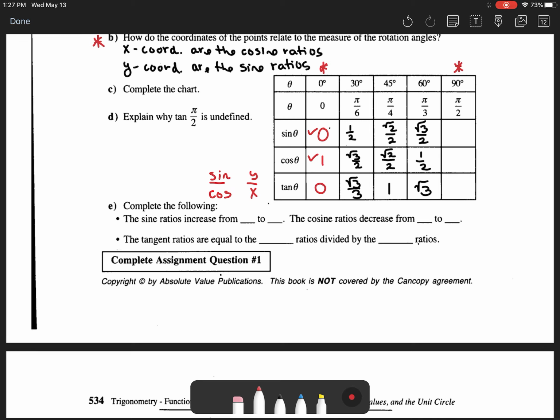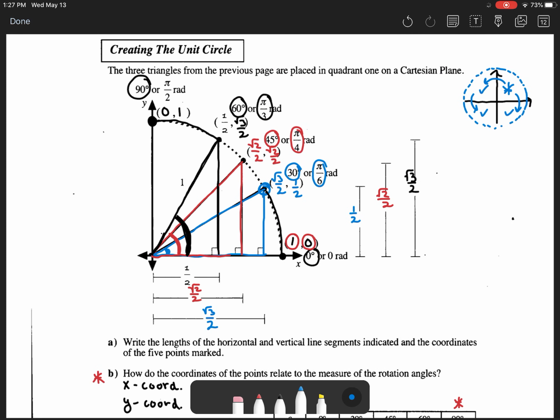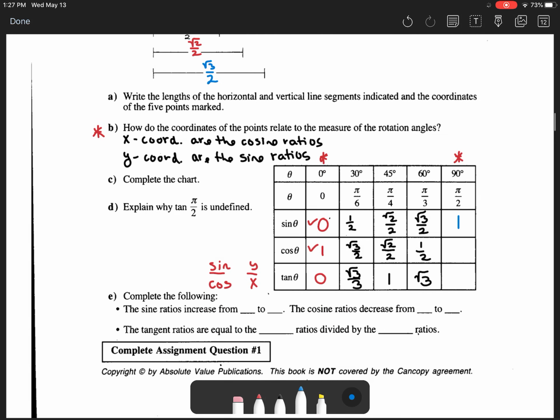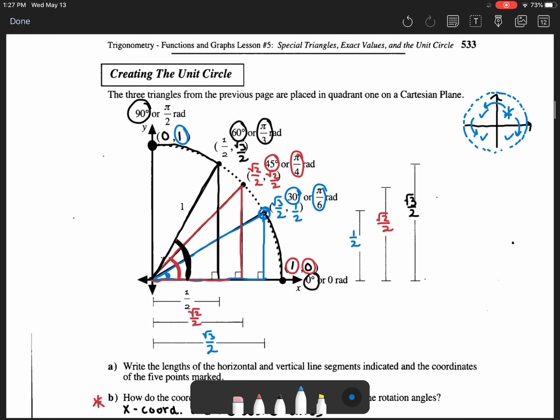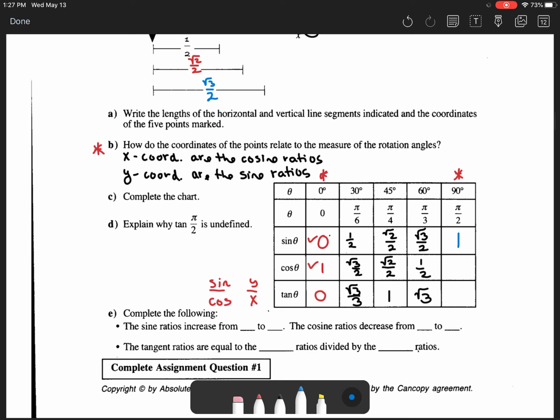So tangent, that takes me to 90 degrees. So again, 90 degrees. I'm going to go and look at sine of 90 degrees. So up here, here's sine of 90 degrees. Sine is the y coordinate. So sine of 90 degrees, or pi over 2, will be 1. Cosine is the x dimension, so that's going to be 0.